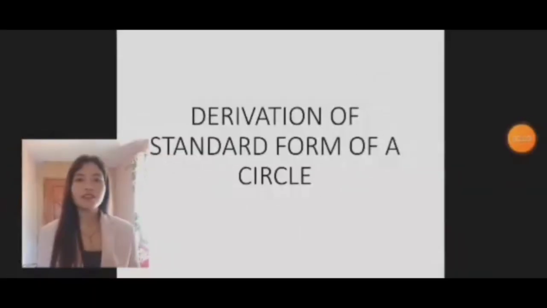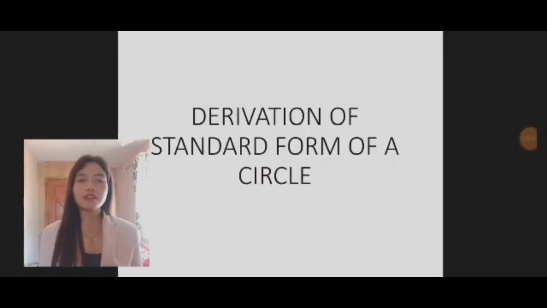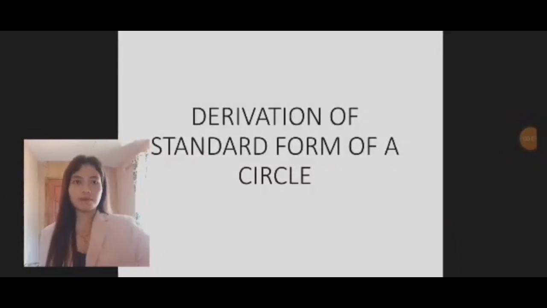In Calculus 1 with analytic geometry, the standard form of a circle is the quantity x minus h squared plus y minus k squared is equal to r squared. In addition, the general form of a circle is x squared plus y squared plus dx plus ey plus f is equal to 0. So this is the derivation of the standard form of a circle.